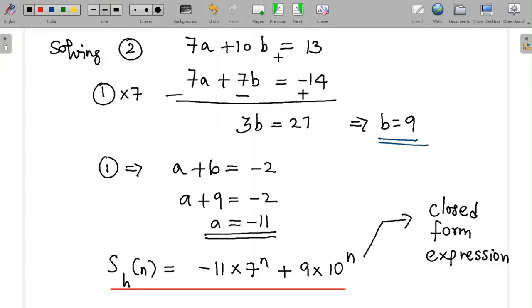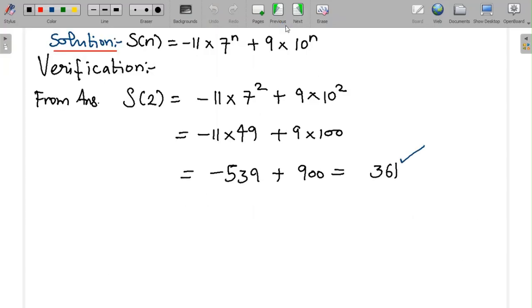Once you have obtained this, the recurrence relation has been solved. I'll just give you a way to verify that our answer is correct. We start by finding S of 2 using the equation that we have just defined. We'll use 2 in place of n in our equation. So S of 2 is equal to negative 11 times 7 squared. Just note how I've replaced n by 2 here, and 9 times 10 squared here. So that's negative 11 times 49 and 9 times 100, which simplifies down to 361.